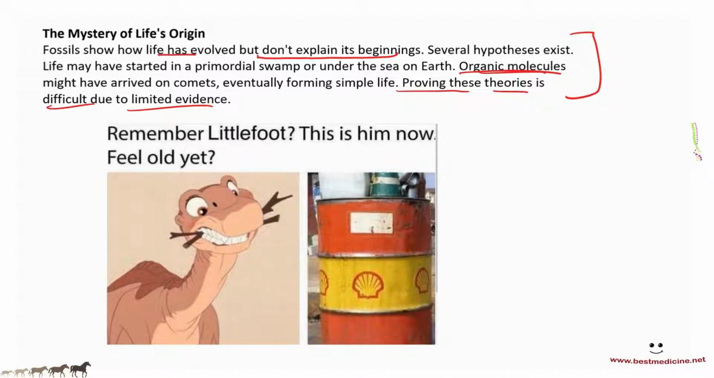And yeah, so here's a meme. Remember Littlefoot? This used to be my favorite dinosaur. This is him now. Do you understand? It's become a fossil fuel.